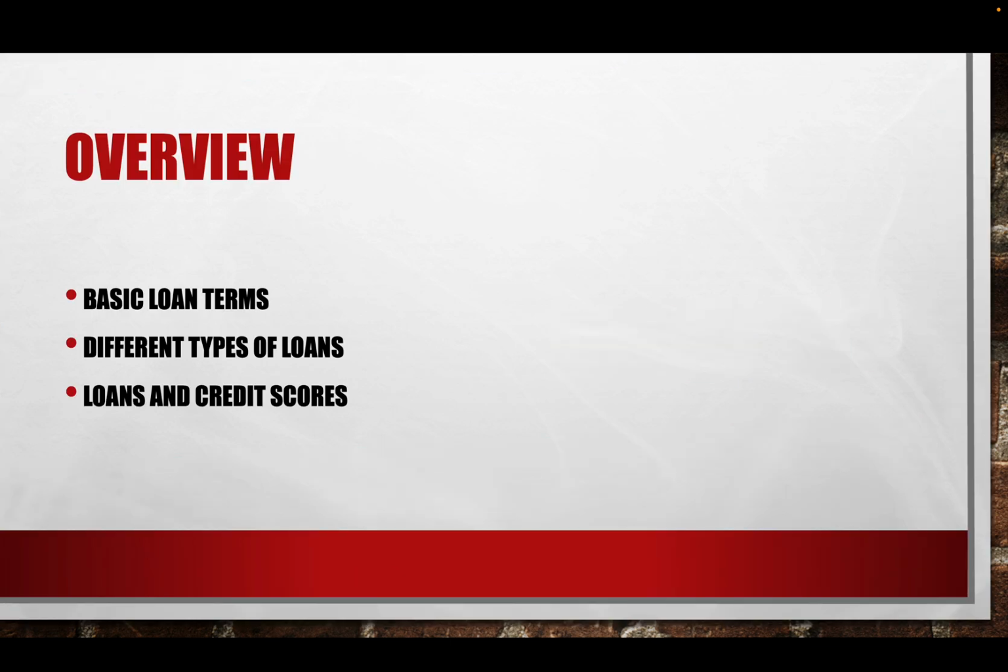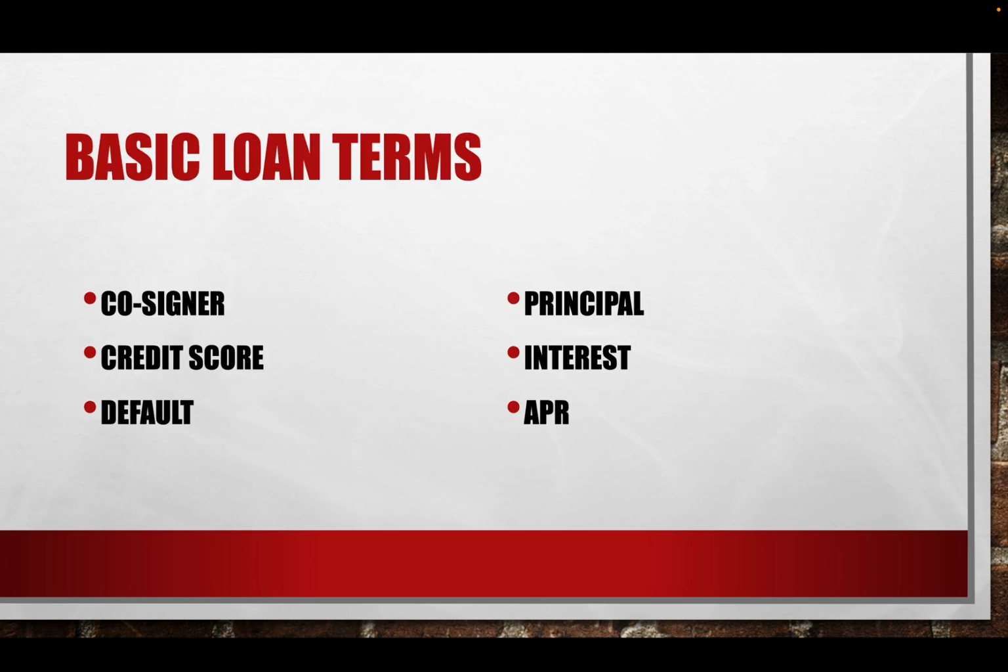So again, today we're going to be talking about some loan basic terms, different types of loans, and your credit scores. The basic loan terms we're going to be going over today are cosigners, credit scores, default, principal, interest, and APR.